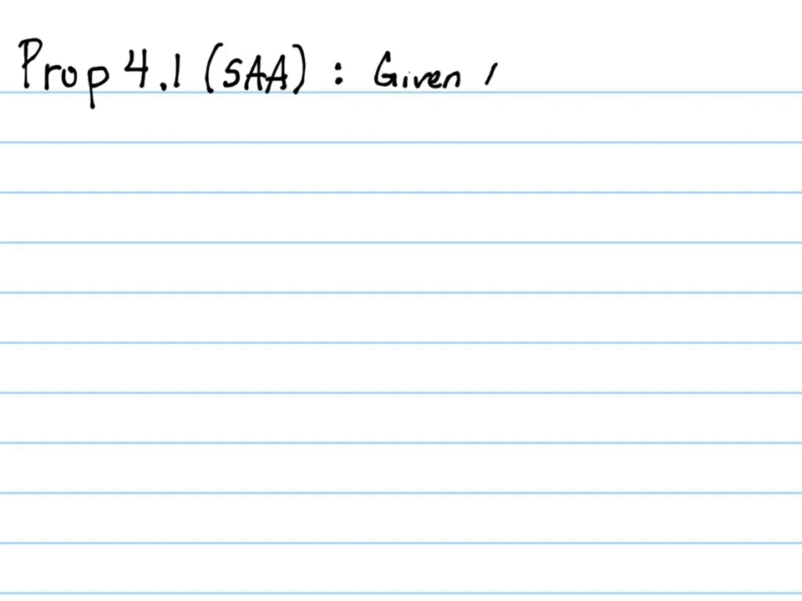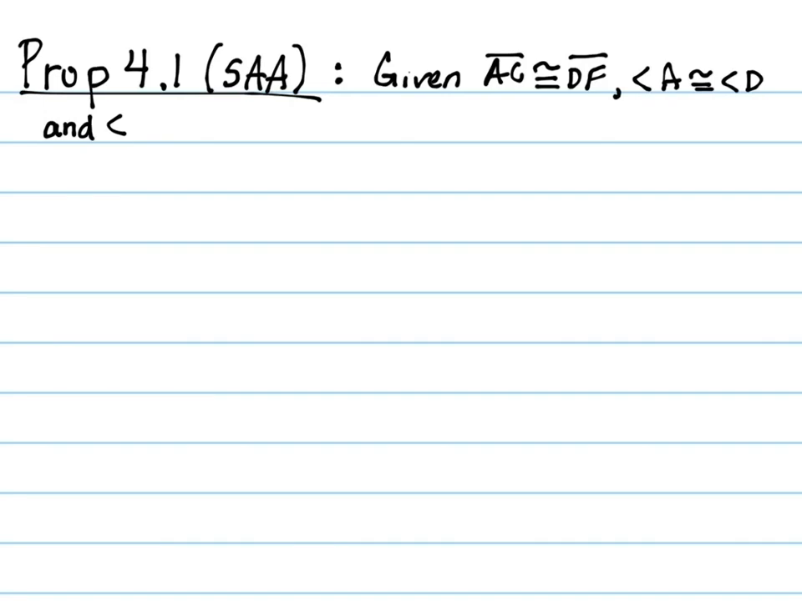Okay, proposition. We're going to have a couple of propositions that you guys have seen before. They actually hold in neutral geometry, so that's kind of fun. The first proposition is proposition 4.1, the side angle angle proposition. It says the following. Given AC congruent to DF, angle A congruent to angle D, and angle B congruent to angle E, then triangle ABC will be congruent to triangle DEF. Pictures are often helpful, so we'll draw one in real quick.